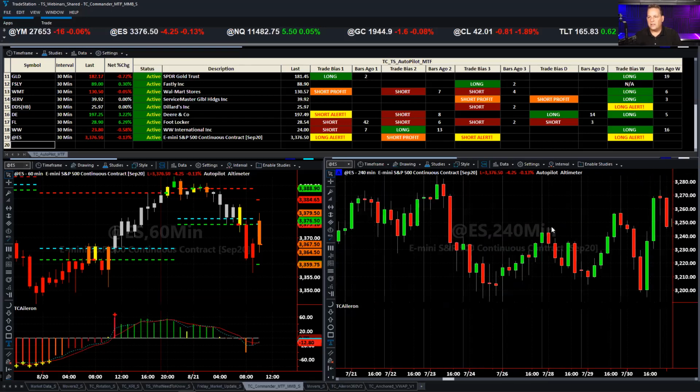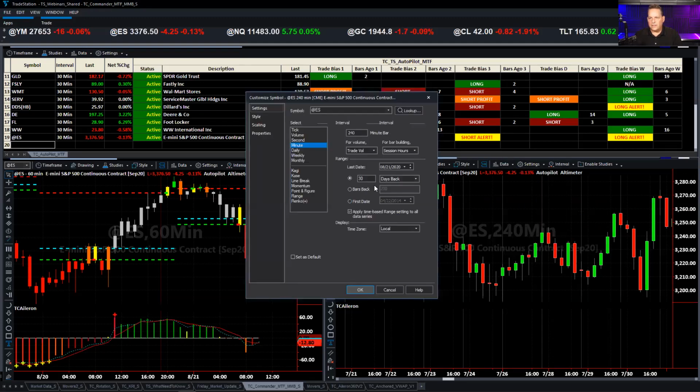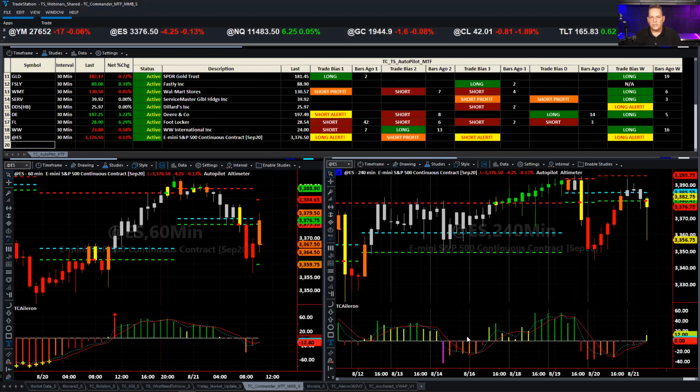So it may not be enough days. What you want to do is data, edit symbol, and in this thing, since it's only 30 days back, we need at least, I don't know, it's bars back. We can put 200. Let's see if that works. So you need at least 200 bars. That's the important part, 200. Maybe that's what's happening with the 240 that you're defaulting all the way to 30 days back. So we have to have at least 200 bars to calculate the aileron.